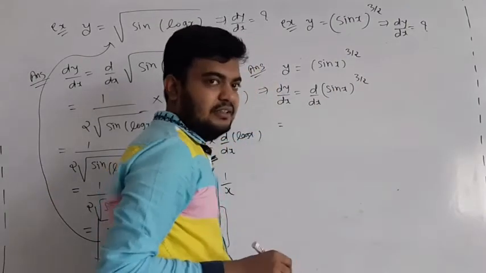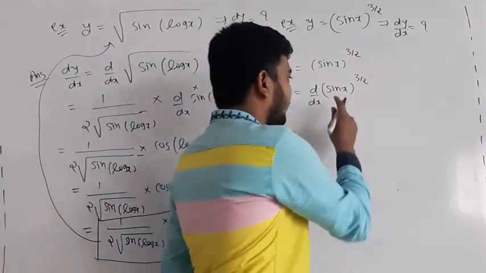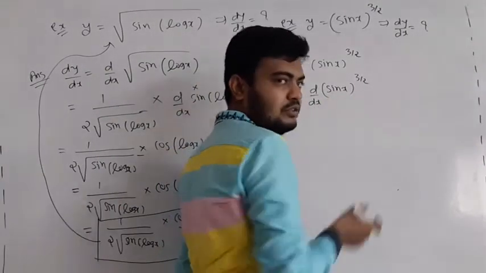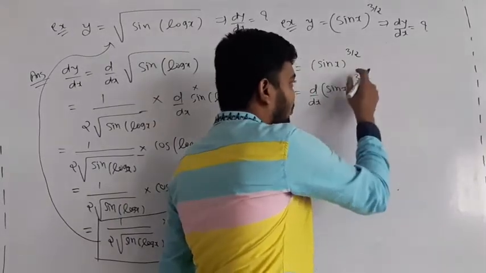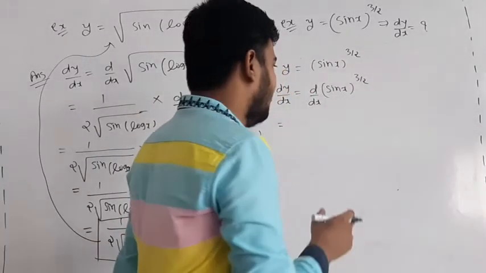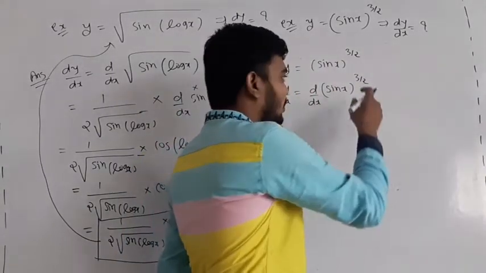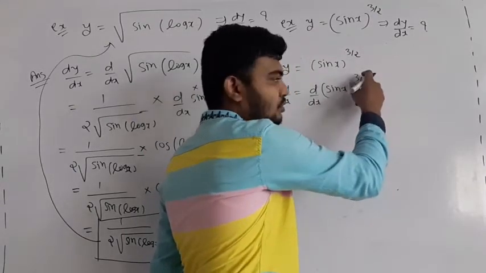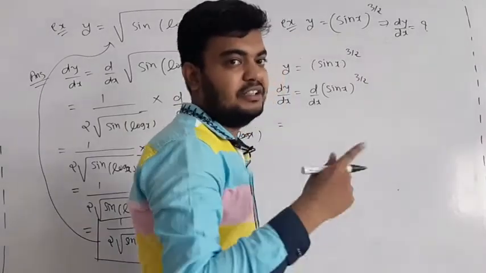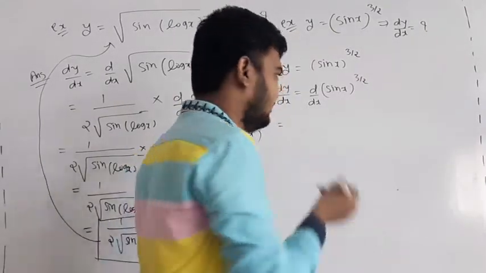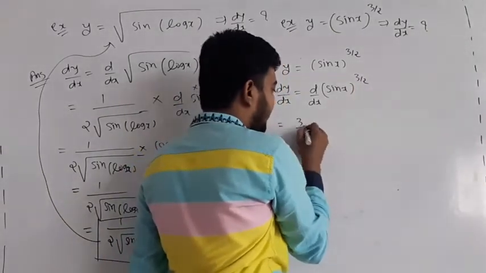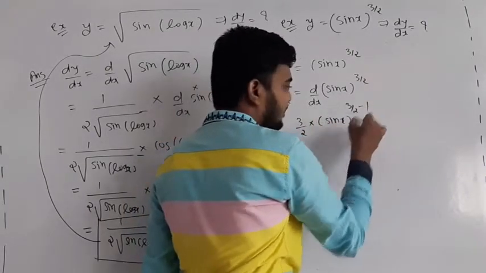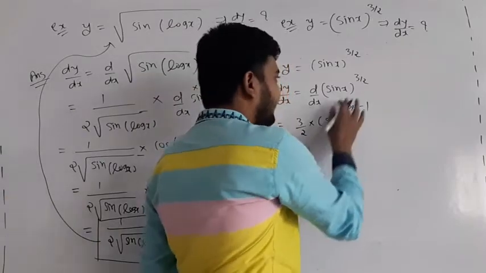So here which type of form is used? Variable raised to constant power, because x is variable, so sin x is also variable. If variable raised to constant power, then the derivative of this type of form is: the old power comes forward, cross variable raised to one decreased power, like x raised to n gives n times x raised to n minus 1. So 3 by 2 comes forward, sin x raised to 3 by 2 minus 1. Okay, it is the derivative of power.